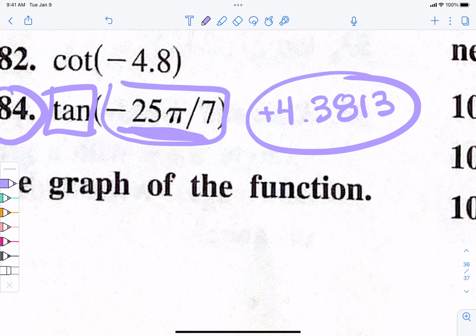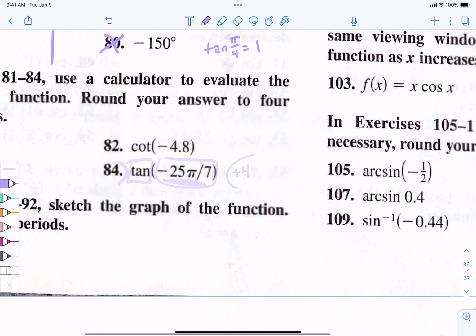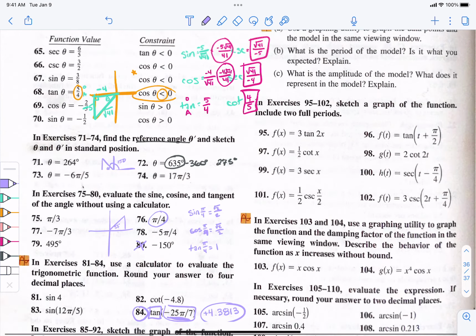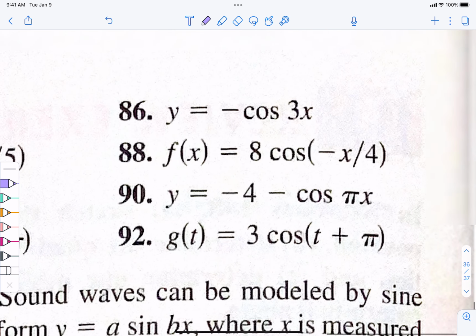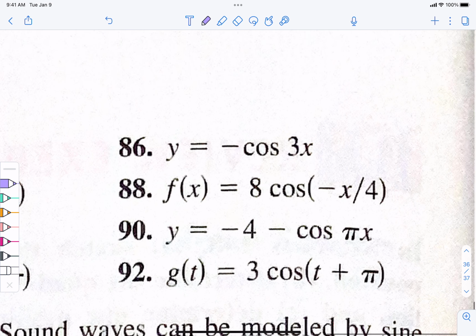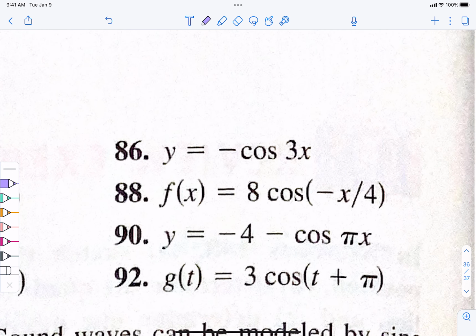Sillies. Alright, 88. Okay, good? Nope, 92. Nope, wait. Yeah, we have to do 88. We gotta do 88. 88. But we don't have to do 92. Yay! We have to graph 88. Blah, blah, blah, blah, blah. Why 88. is the 8 cosine of negative?